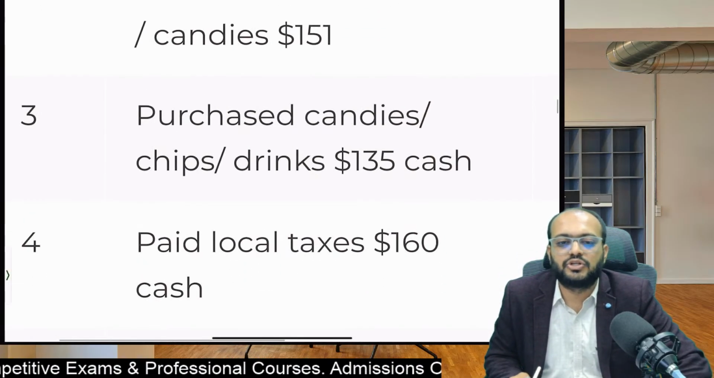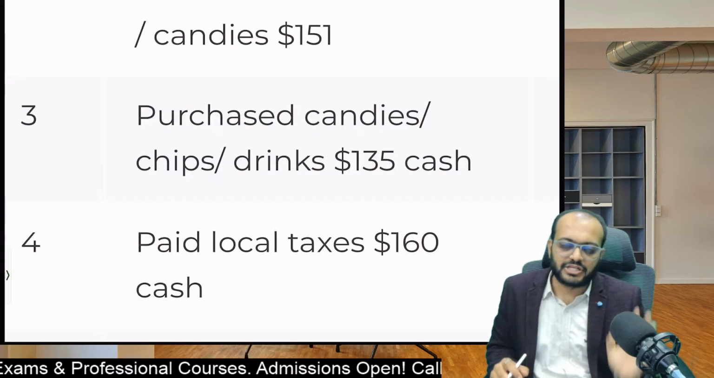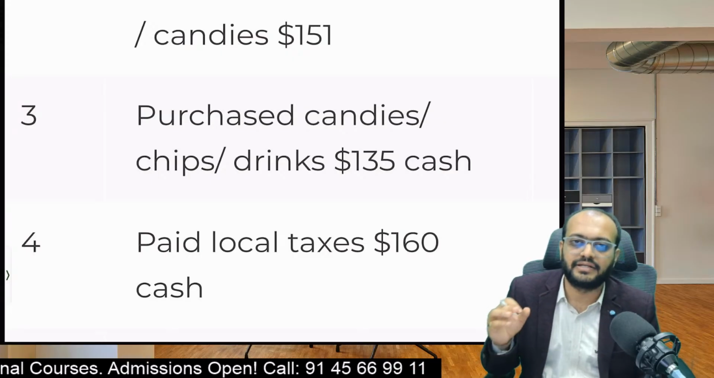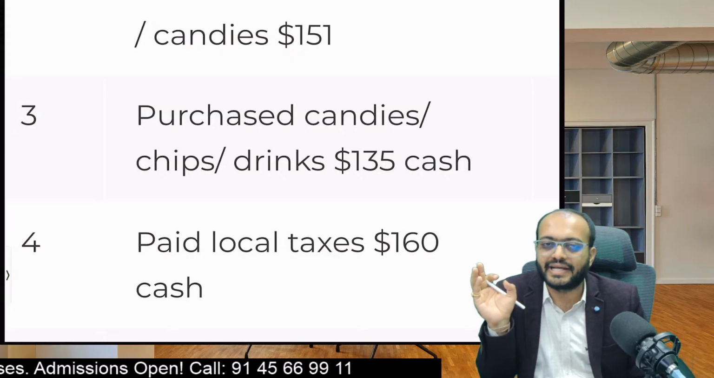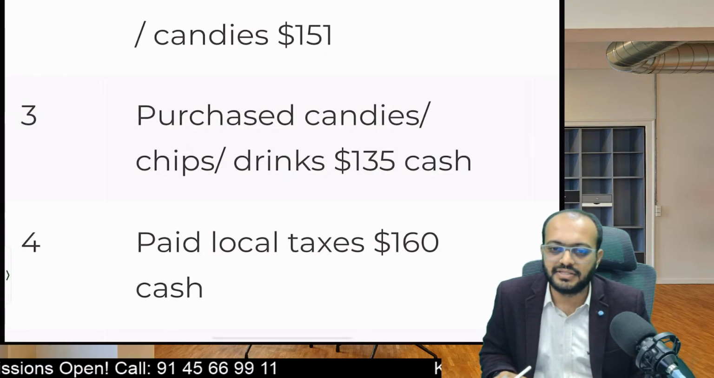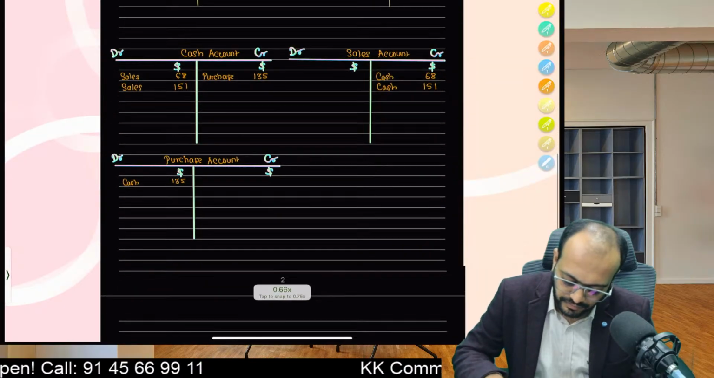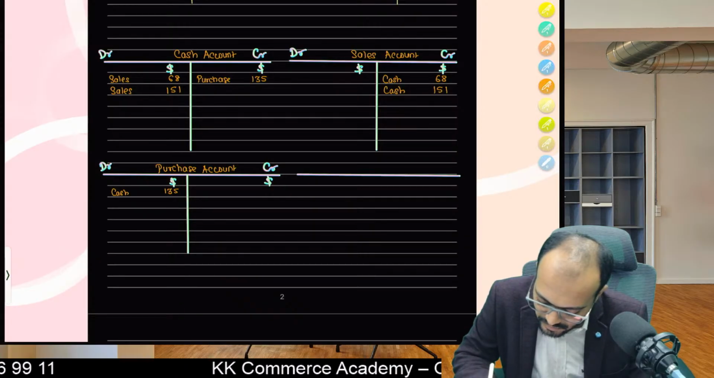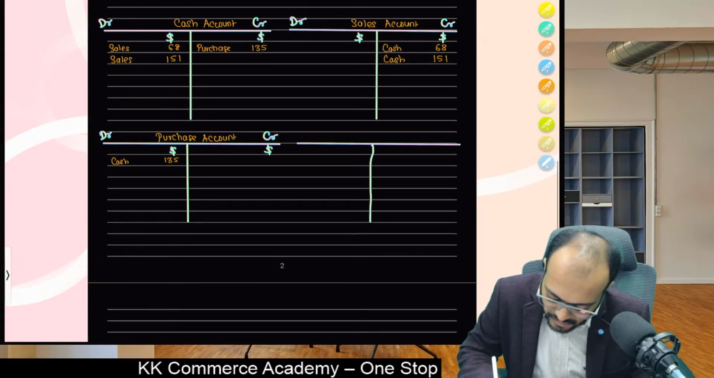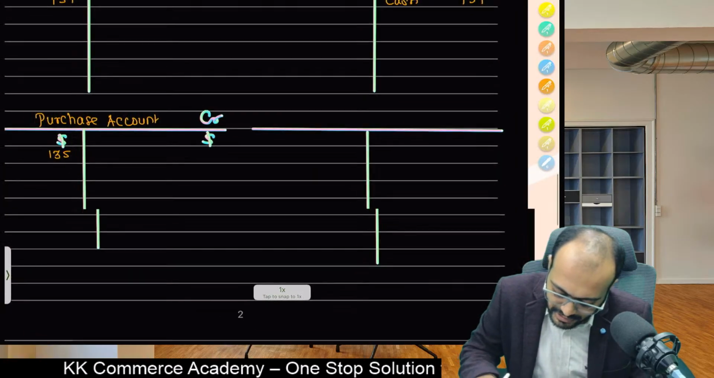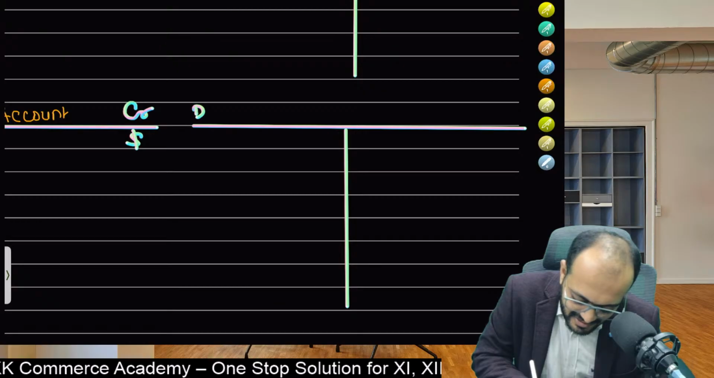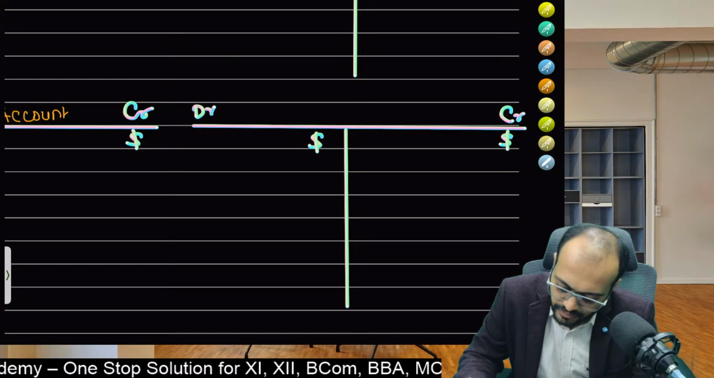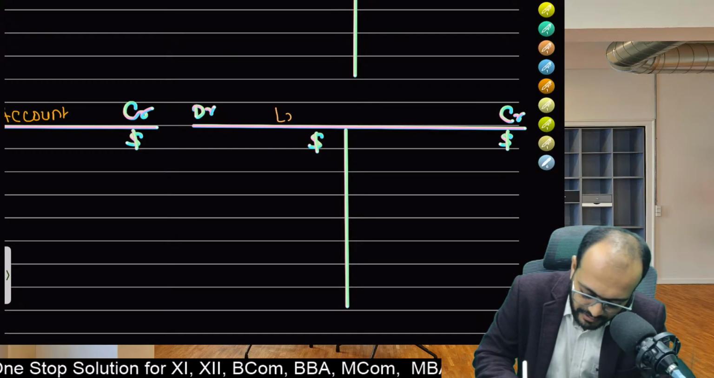Next, paid local taxes, $160 cash. So students, we are paying the cash. First of all, the question is, has cash gone out? Yes. So cash should be credited, no doubt about it. But debit here, since we are paying the local taxes, is expense for us, right? So since it is expense, we have to use local tax account. Local tax is not the name of any individual or any person, so we have to use the account name here also. So local tax account.